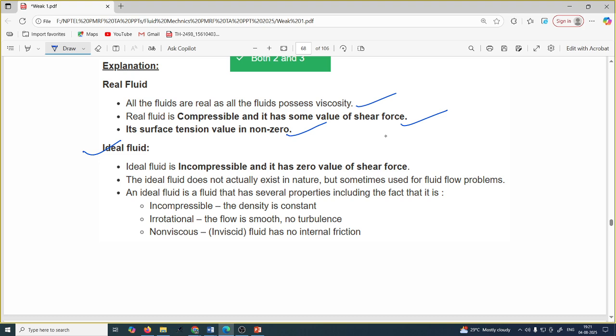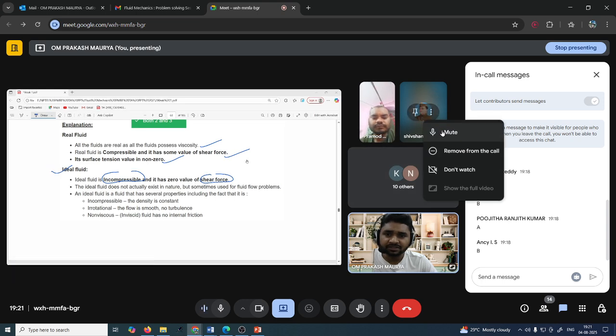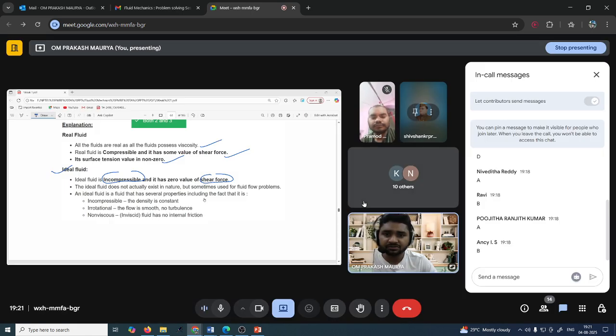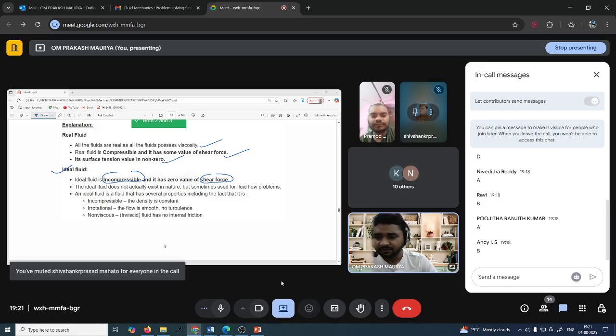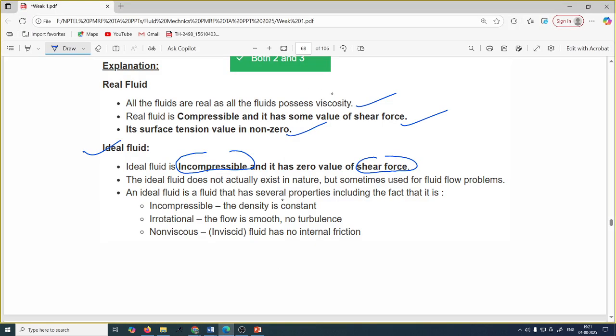Ideal fluid is incompressible, and remember please, it has a shear force of 0. Someone, please unmute. That is Shiv Shankar, you just try to unmute. Okay, I have already muted you, but remember. Incompressible and has shear force 0.